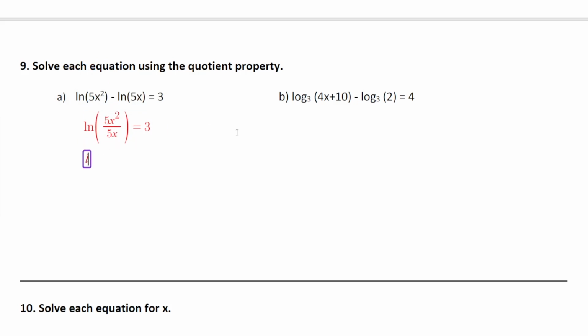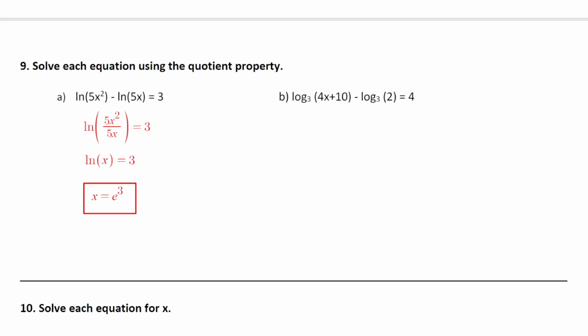So this is going to reduce. 5 over 5 is 1, and x squared over x is just x. So that's going to be natural log of x equals 3. Now we can rewrite it using an exponential equation. E to the third power equals x. E is the base of this natural logarithm, and that's where that's coming from.